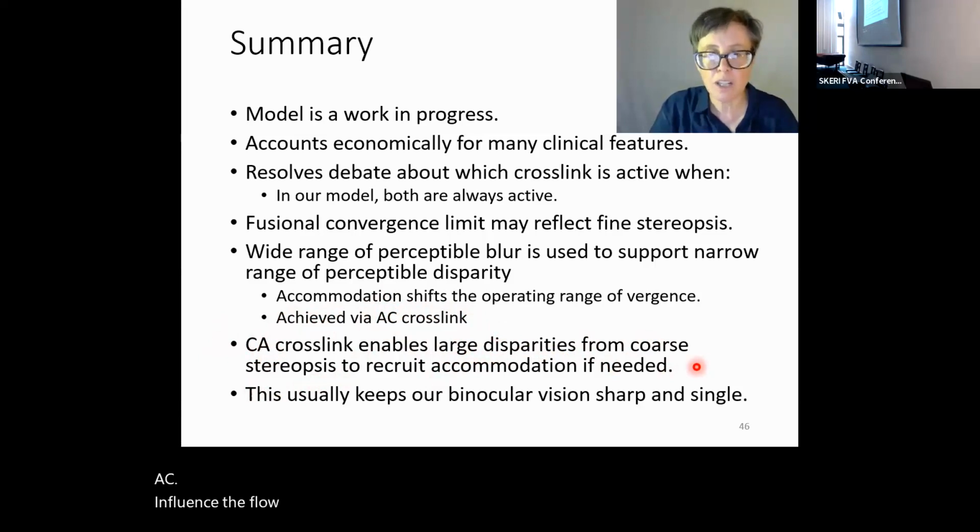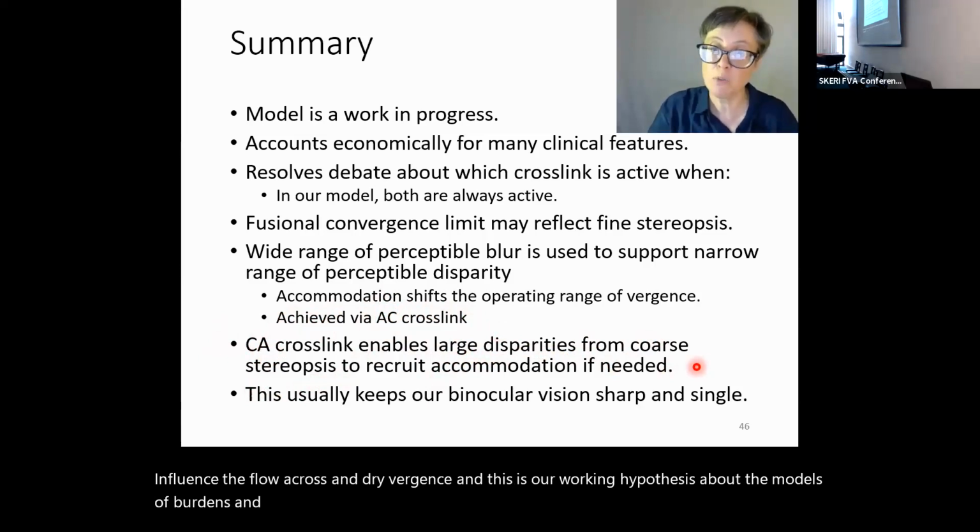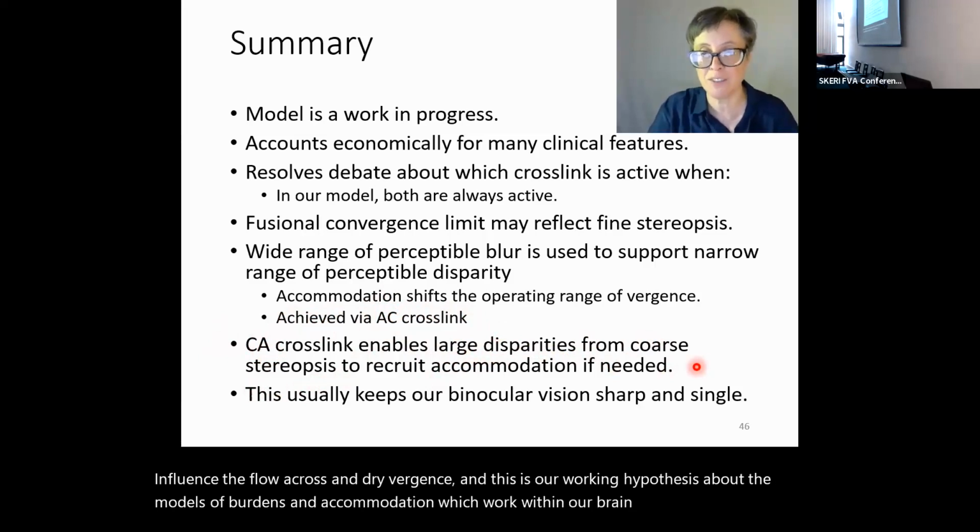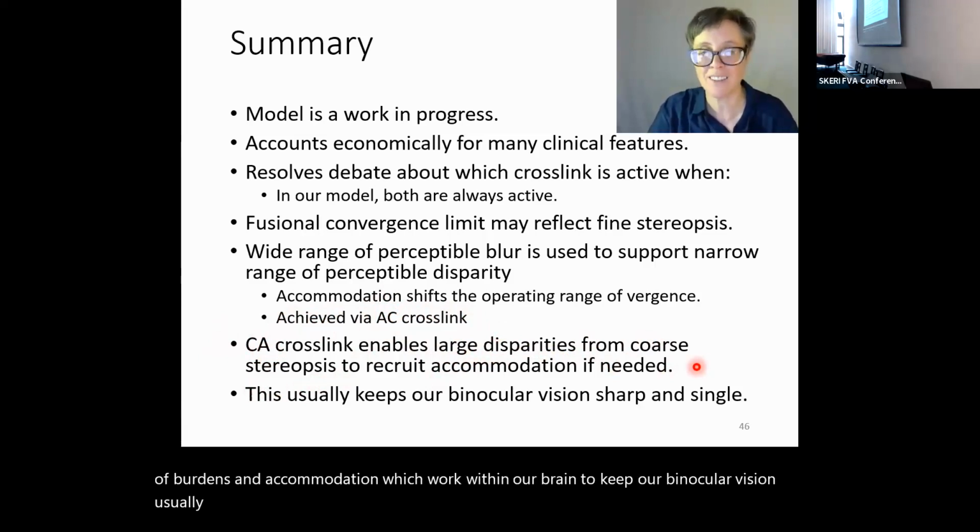And this is our working hypothesis about the models of Vergence and accommodation which work within our brain to keep our binocular vision usually sharp and single.